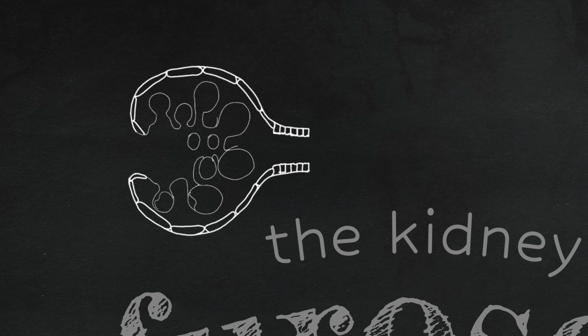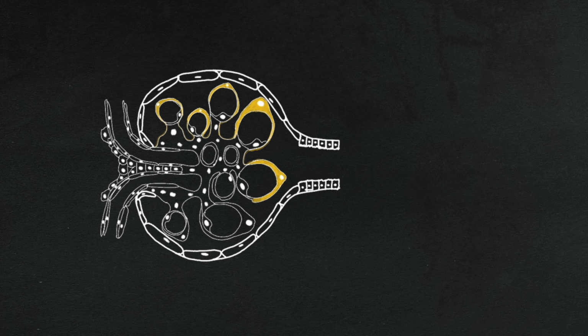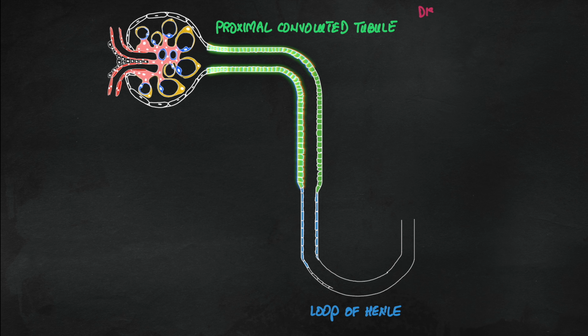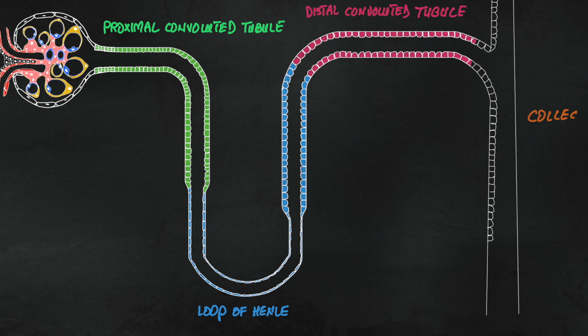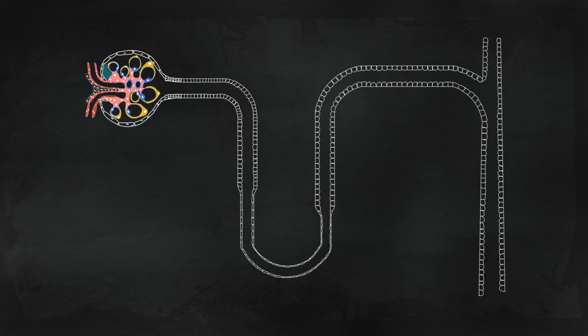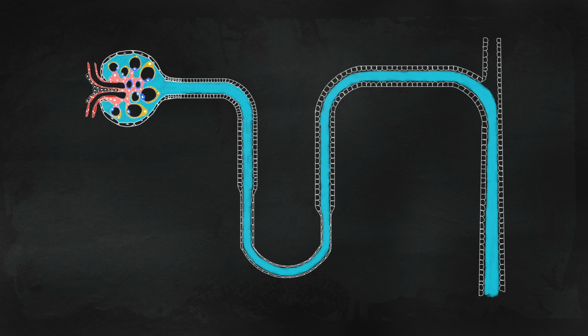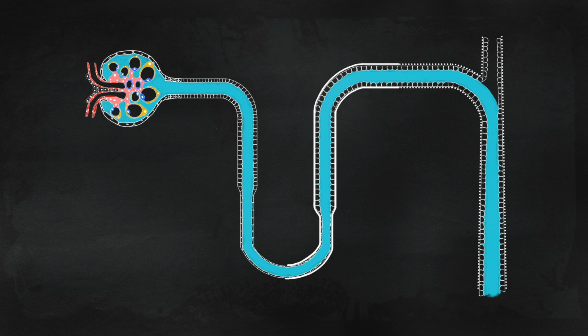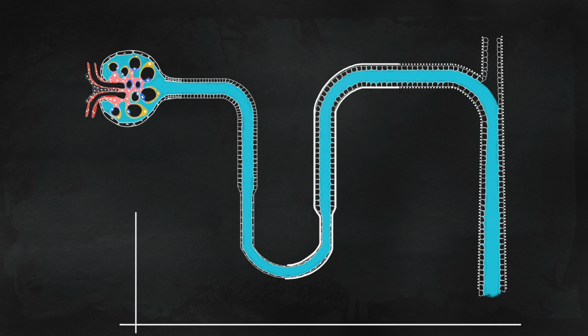To understand how diuretics work, it is worthwhile to review the basic structure of the kidney, namely the nephron. It's the functional unit of the kidney and is composed of the glomerulus. Then you have the proximal tubule, loop of Henle, distal convoluted tubule, and the collecting duct. Importantly, the ascending loop of Henle is water impermeable, whereas the more distal parts of the nephron are water permeable in the presence of antidiuretic hormone.